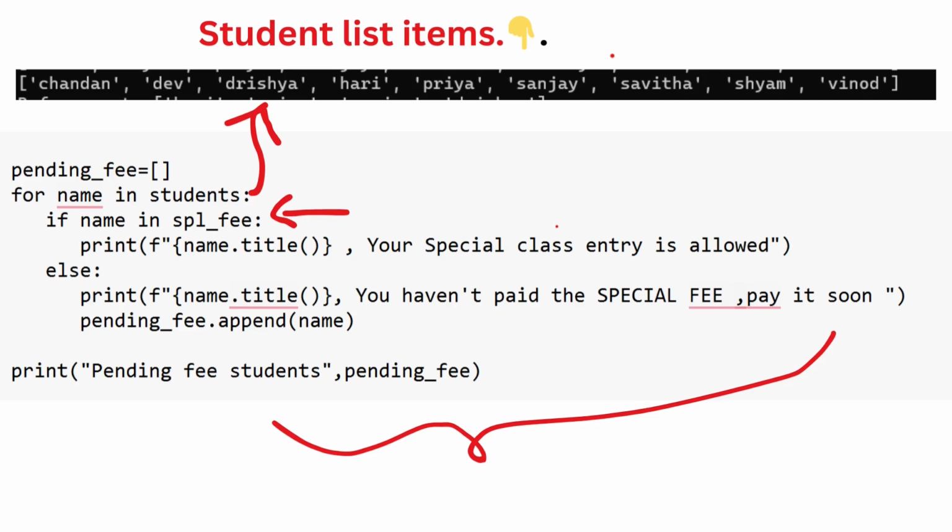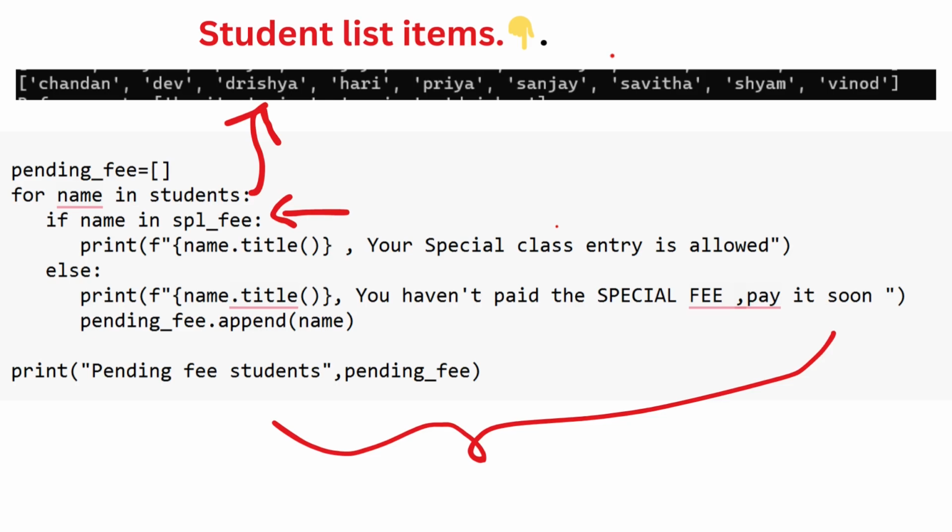Here name.title() is used to change that name to title case, in the sense of changing the first letter to capital. And then we are appending that name, here it is Chandan, to the pending_fee list.